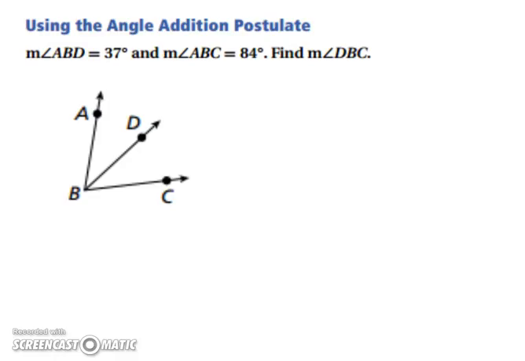Let's practice. All right, so angle ABD is 37 degrees. And the measure of angle ABC, so this whole thing, is 84 degrees. We want to find the measure of angle DBC. So we're looking for this piece here. Well, we can simply subtract. So we have our 84 minus our 37, which gives us 47 degrees.